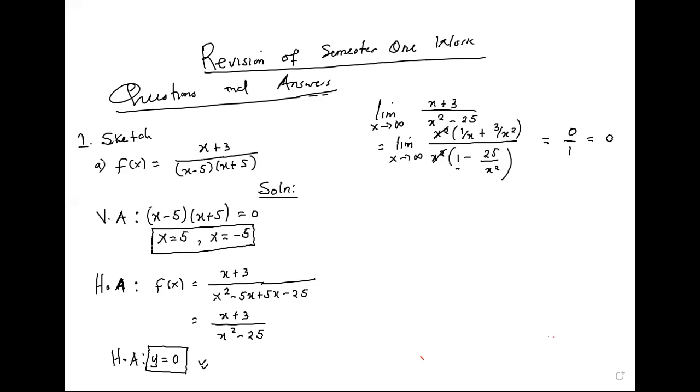So now we get the y-intercept, which is f of 0, which is 3 over negative 25. Because you just put 0 here, you put 0 here, you remain with 3 over negative 25.